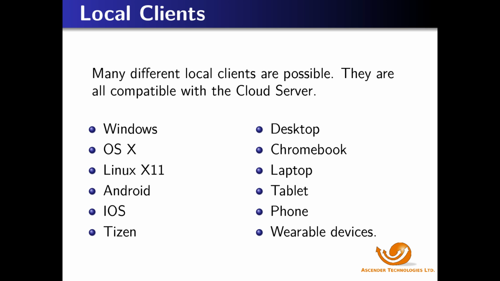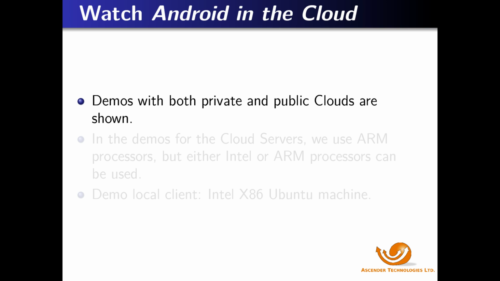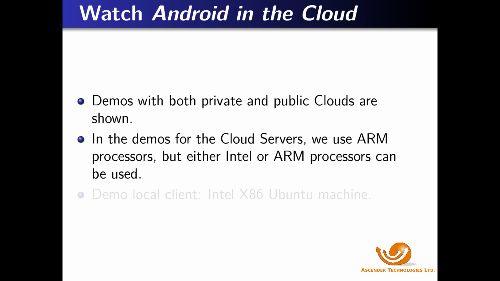Many different local clients are possible. They all work with the same version of the cloud server. We will demonstrate Android in the cloud in both private and public clouds. Either Intel or ARM servers can be used. In the demos, we use ARM servers. The local client is an x86 Intel Ubuntu machine. The local display client is an X11 program.